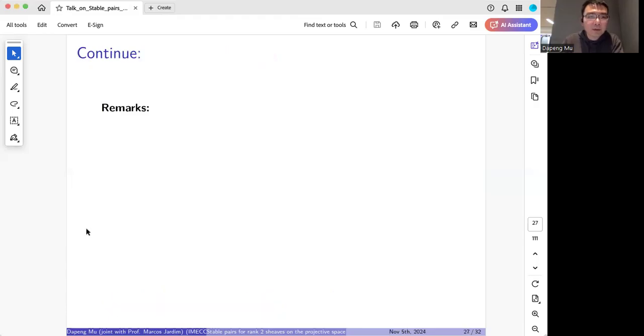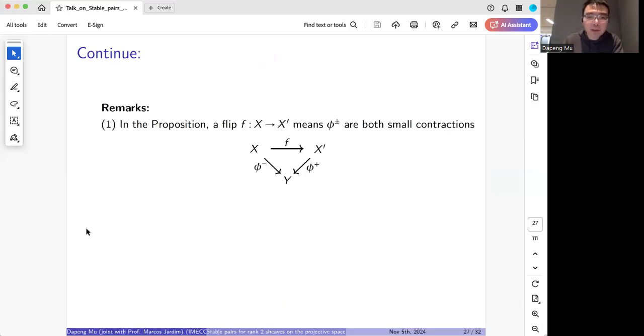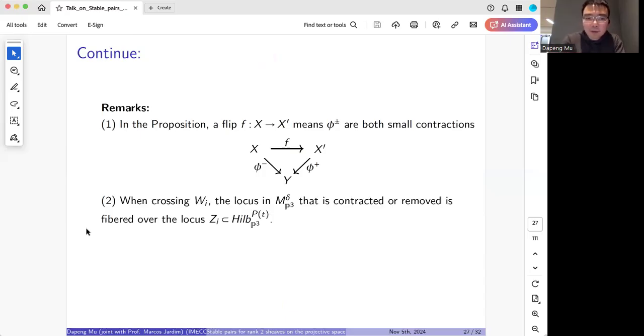Okay, the third main result. For the third main result, I'm going to make two remarks. The first one is that when I call it a flip, this is not a flip in the birational geometry sense. It just means that when I say from X to X prime is a flip, then there exists a Y such that phi plus and phi minus are both small contractions. We don't care about the canonical class. So this is what we mean by a flip.